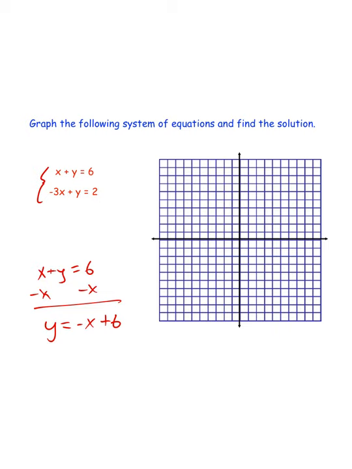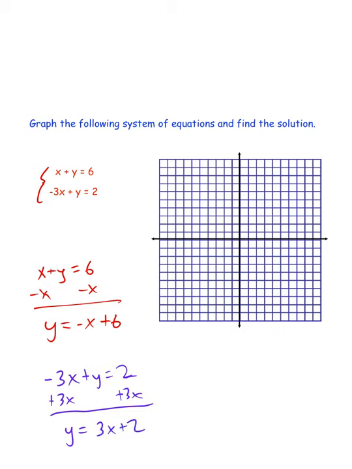Now the second equation, which is negative 3x plus y equals 2. It's nice that these already have just y alone, so all we have to do here is add the 3x. And so my second equation here is y equals 3x plus 2.